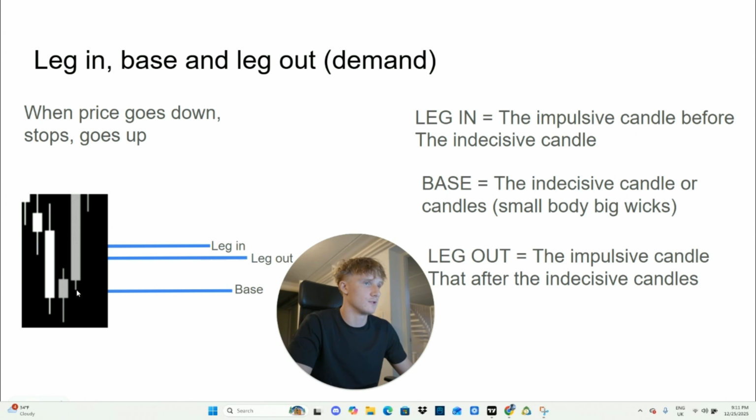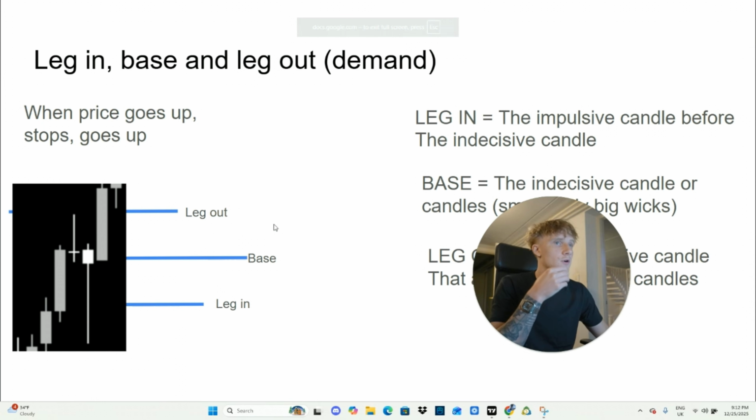And then we have an impulsive candle on the way out. Okay. So as I said, literally the exact same as what we went over, just the opposite. Because we're looking for demand, it's just flipped. So yeah, really, really easy. Now the next formation we've got here is once again demand, and the same as supply, just opposite, right?